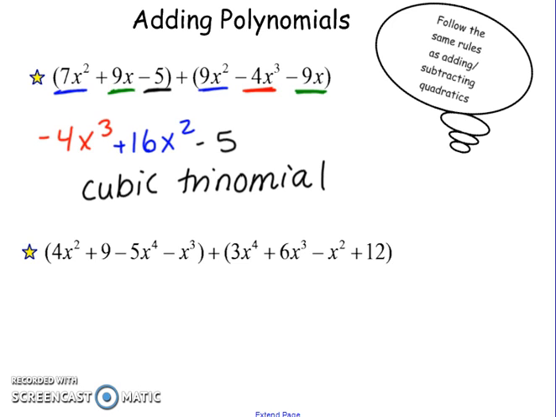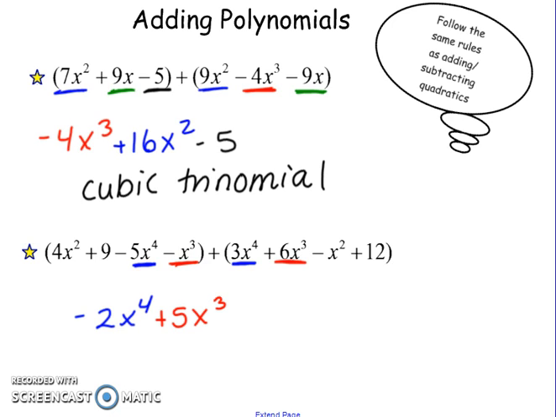Okay, in the next example, same idea. So look for your highest degree first. So my highest degree is a 4. So I have negative 5x to the fourth and positive 3x to the fourth. So it's going to give me negative 2x to the fourth. Then I have negative x cubed plus 6x cubed. So 5x cubed.